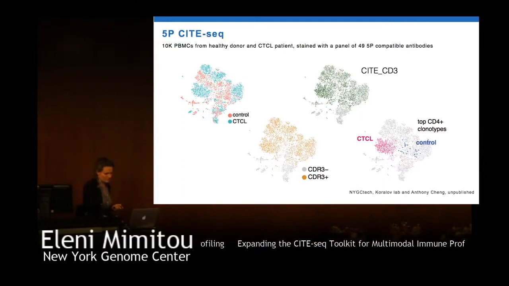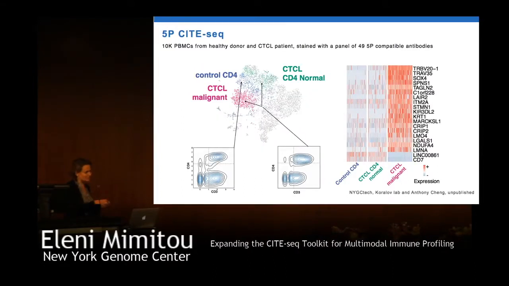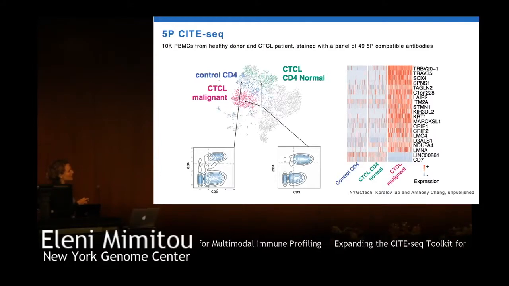Now, in silico gating based on CD3 and CD4 levels combined with determination of the malignant clonotype allowed us to focus on these 3 different groups of cells. The malignant CTCL cells, the normal within the malignant sample, and the control CD4. And as you can see, the transcriptional profiles are vastly different.